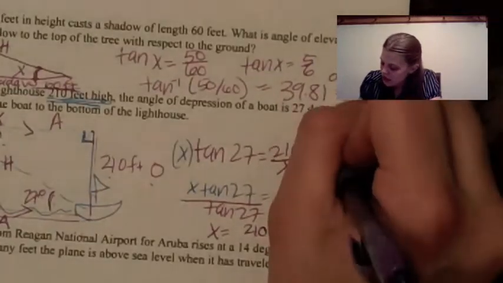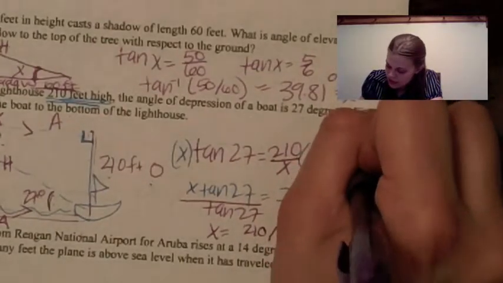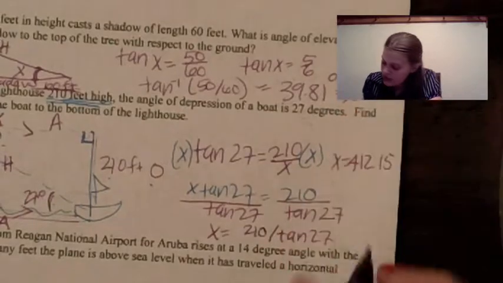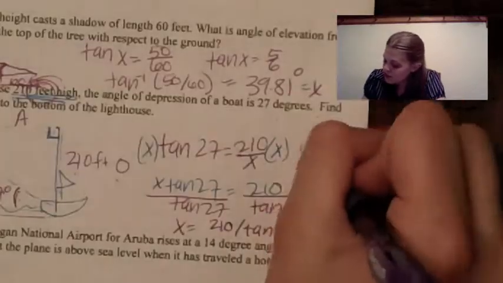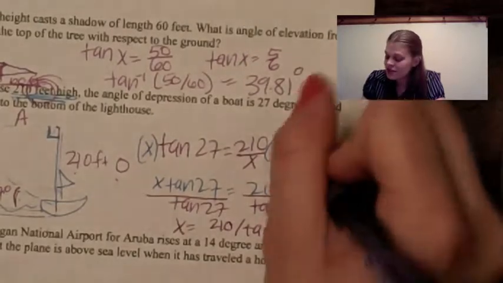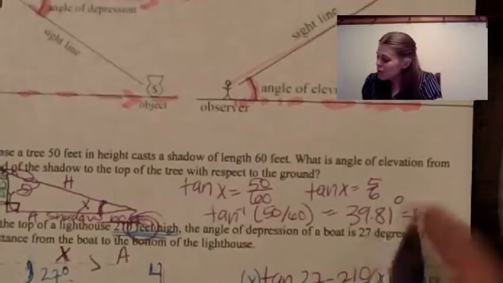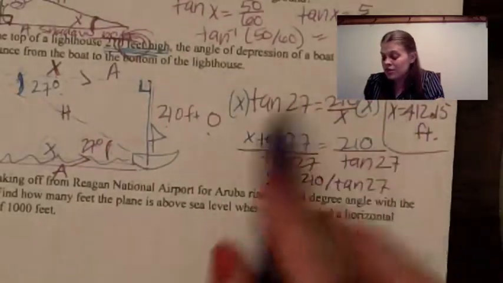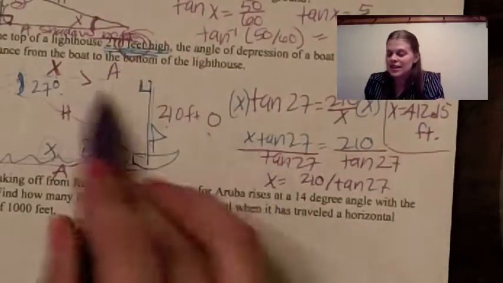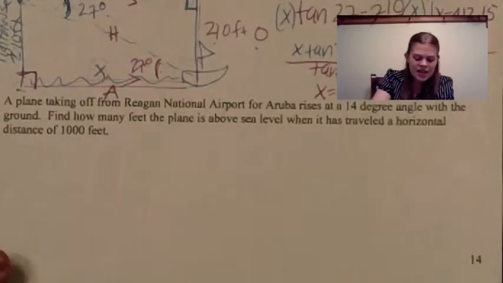So our x is 412.15. Notice that we were in feet. So this is 412 feet. Okay. In the previous problem, we were looking for an angle, so I only put a degree sign next to it. In this one, we were looking for a side, so I had to make sure that I had labeled it accordingly. Okay. So let's take a look at the next one.